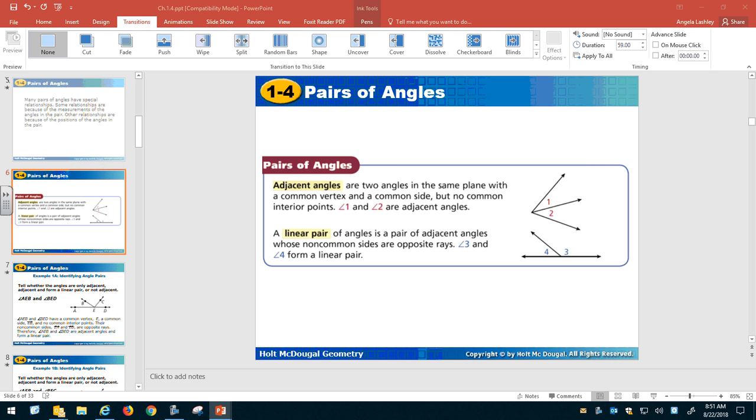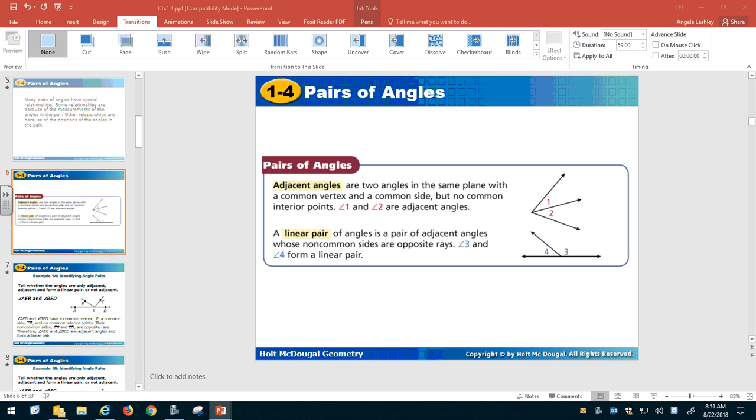Is this a picture of a linear pair? How many angles are in this picture? 3. Is that a pair? No, there's actually 4 in the picture, but 3 individual angles, right? And then 1 great big angle. It takes all, actually there's more. There's 6, 1, 2, 3, 4, 5, 6. Is that correct? So 1, 2, 3, 4, 5, 6, right? I think there's just 6.